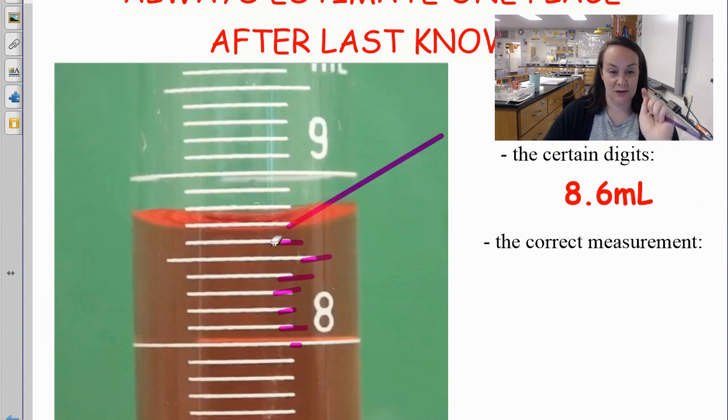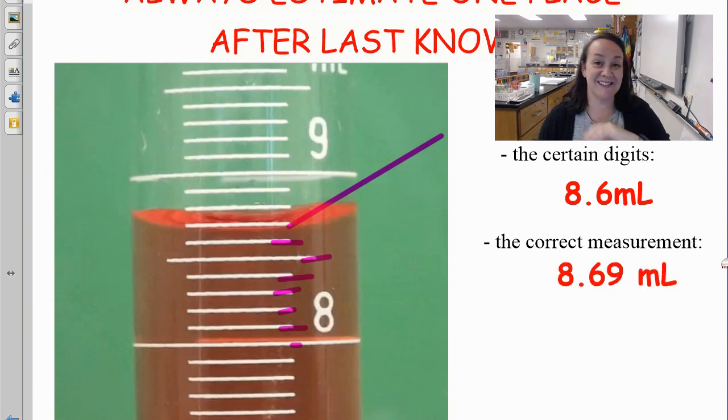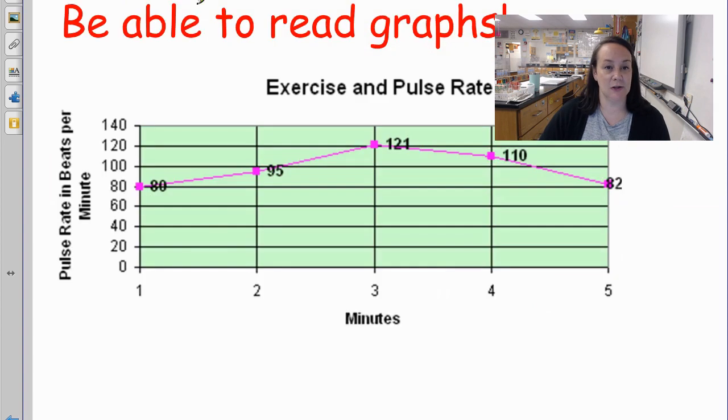8.6 what? I believe it is right under 8.7. So I'm going to say 8.69 milliliters, but you have to have that point of estimation in order to get it correct. Okay, so be careful on Friday when you're reading your graduated cylinder.